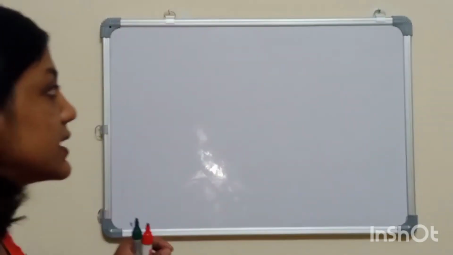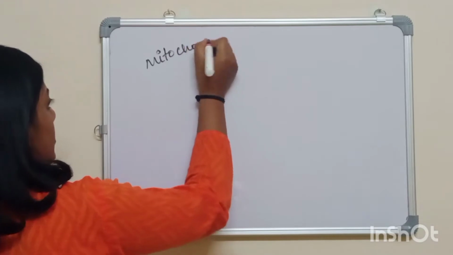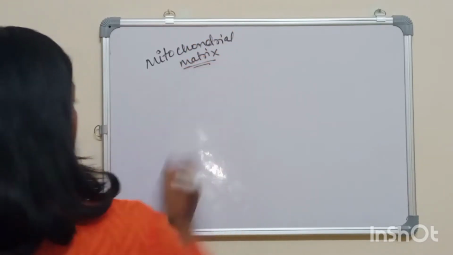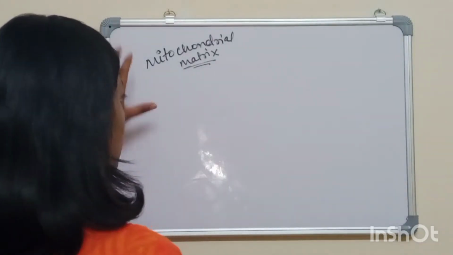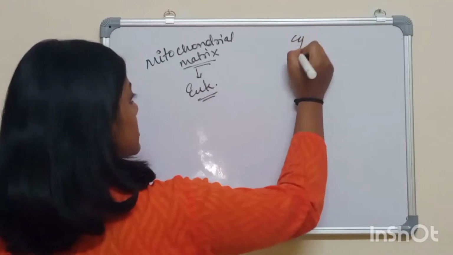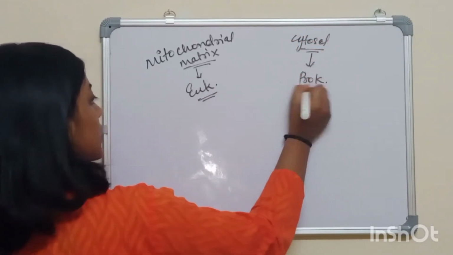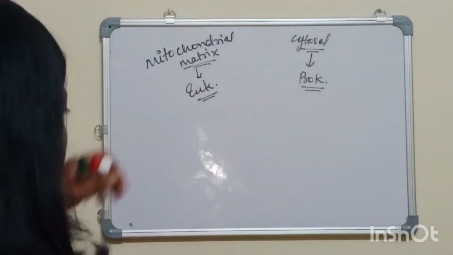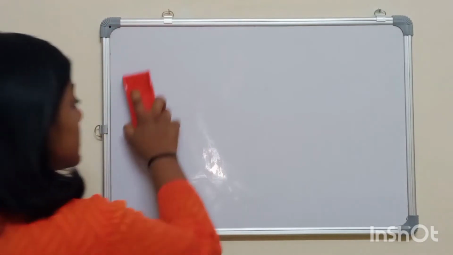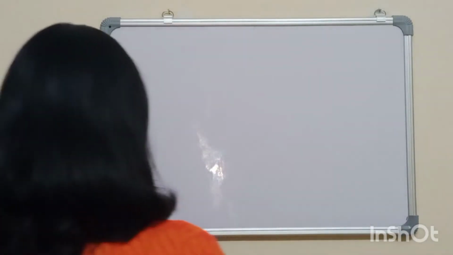TCA cycle occurs in the mitochondrial matrix. Okay, the location of the TCA or Krebs cycle is the mitochondrial matrix in eukaryotes. It occurs in the cytosol in case of prokaryotes. Okay, so this you need to remember. Glycolysis was occurring in the cytosol, right, in both prokaryotes and eukaryotes. So let's see the TCA cycle.